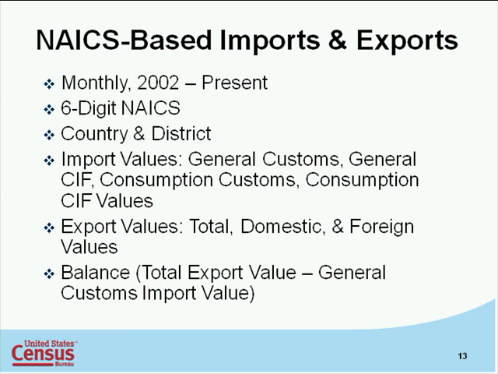The final database on USA Trade Online uses the NAICS classification system. As I mentioned earlier, NAICS is a good system if you're looking for an industry-level overview. While the other databases use just total exports and general imports, the NAICS database includes several different measures. As you can see here, that would be import values of general customs, general CIF, consumption customs, and consumption CIF values, as well as total domestic and foreign values. Balance of trade is also included here as well.